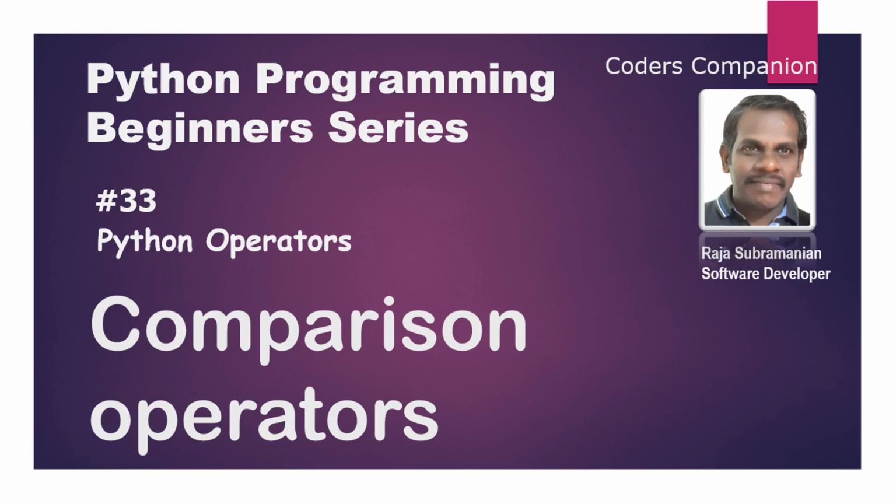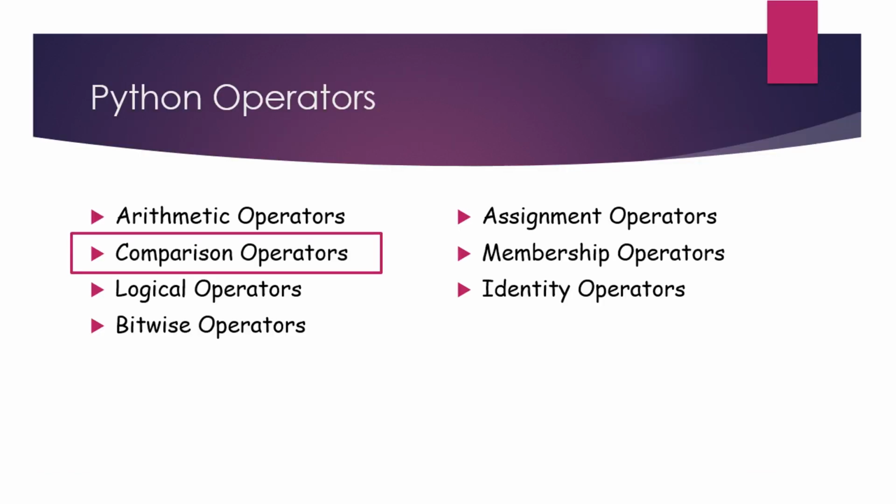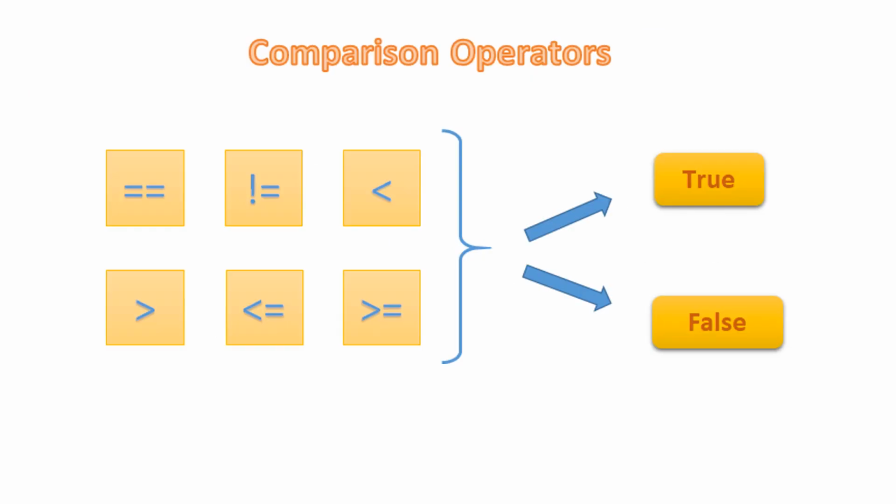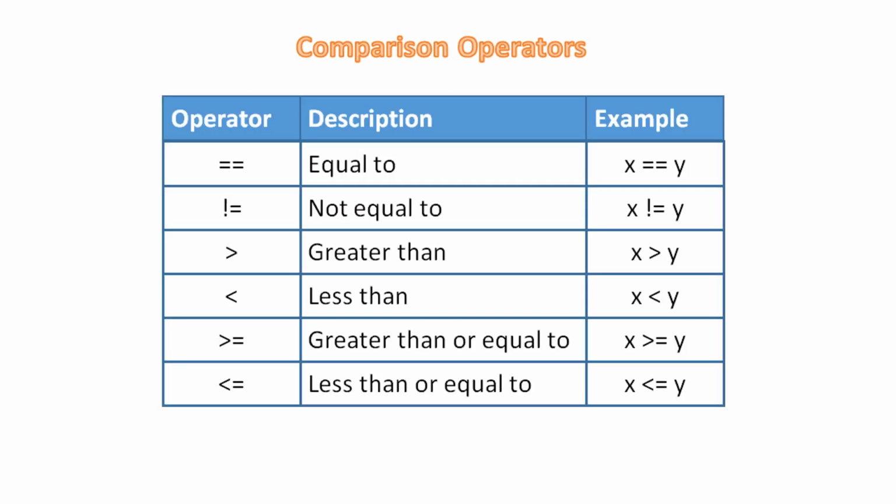Let's get started. This is the second topic in Python operators. Comparison operators are used to compare values. It returns either true or false as output. Listed here are the comparison operators. Let's understand each operator with examples.